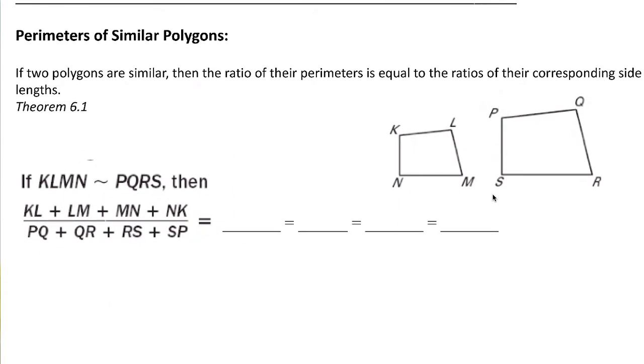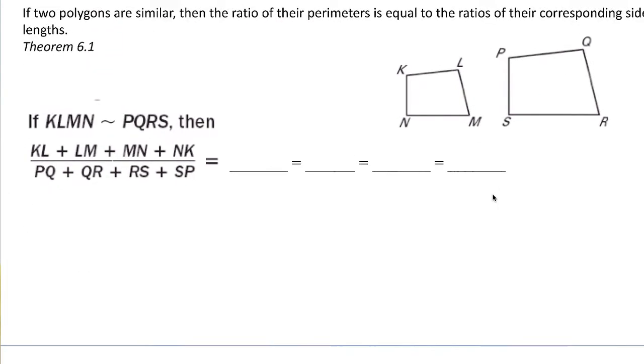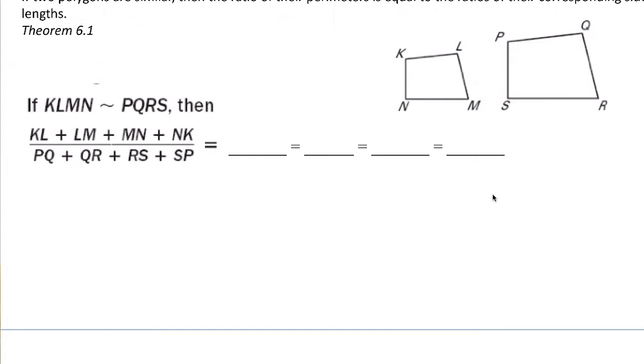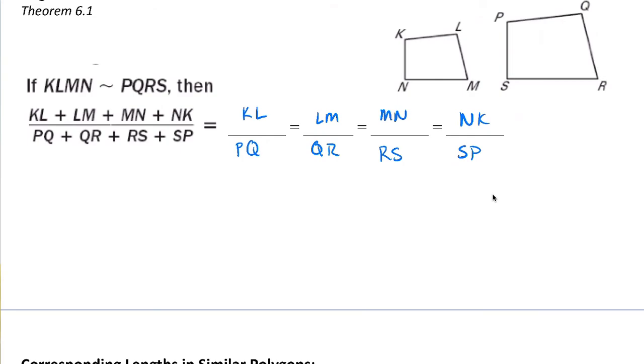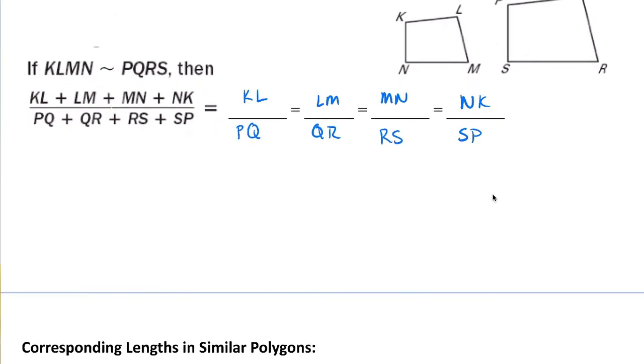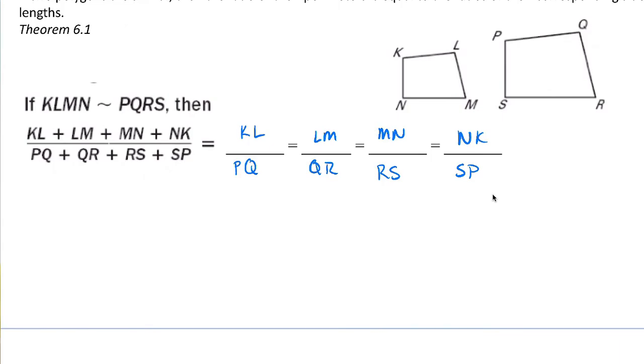Just like the sides are reduced to the scale factor, the perimeter also can reduce to equal the scale factor. So if two polygons are similar, then the ratio of their perimeters is equal to the ratio of their corresponding side lengths. So on the left here we have the ratio of their perimeters, and we could say that that's equal to the ratio of each of their sets of corresponding sides. And any of these ratios will be equal to the scale factor of KLM to PQRS.